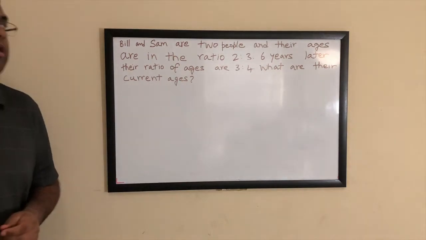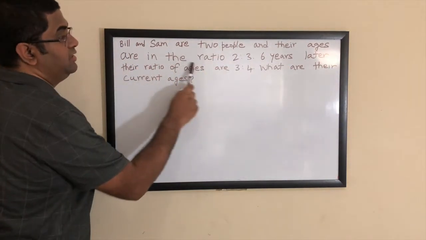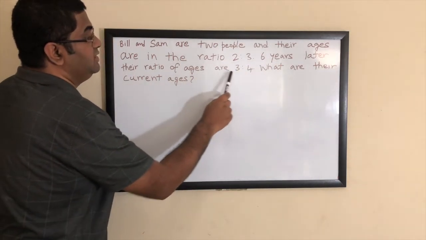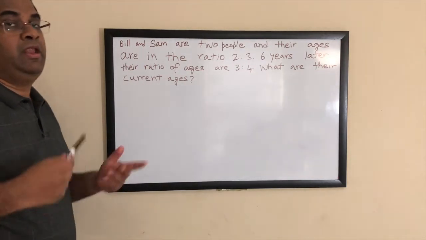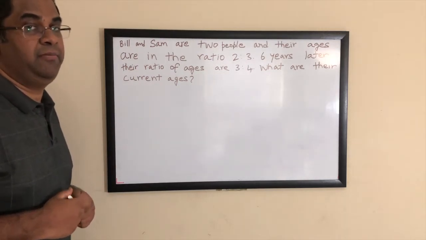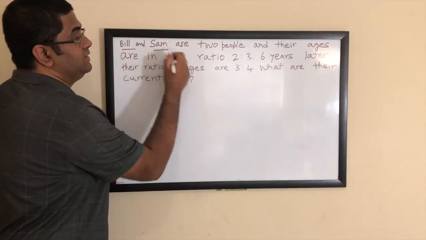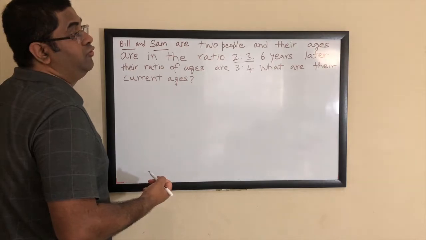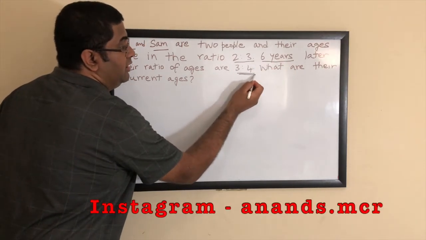Let us actually look at an example problem. Bill and Sam are two people and their ages are in the ratio 2:3. 6 years later, their ratio of the ages are 3:4. What are their current ages? So friends, before getting to solve the problem, let's underline the key pieces of information that are available in this problem. We know that there are two people, Bill and Sam, and their ratios are in the order of 2:3. And 6 years later, their ratios turn into 3:4.